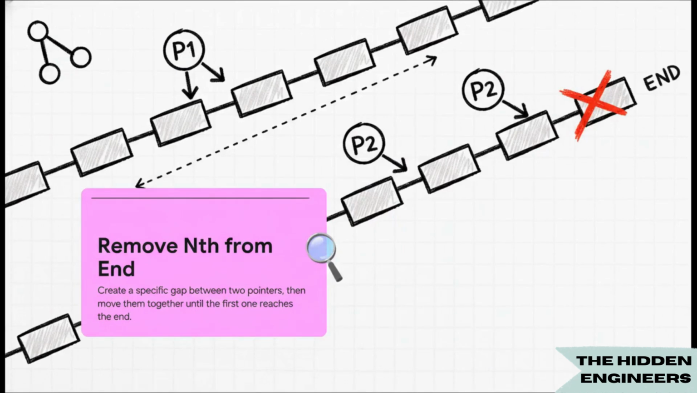All right, how about removing the nth node from the end? Come on, you know the answer already, don't you? It's 2 pointers again. This time, though, you give the first pointer a head start, a gap of n nodes. Then you move them both forward together 1 step at a time. When the first one hits the end, that gap means the second one is sitting right on the node you need to remove. So simple.